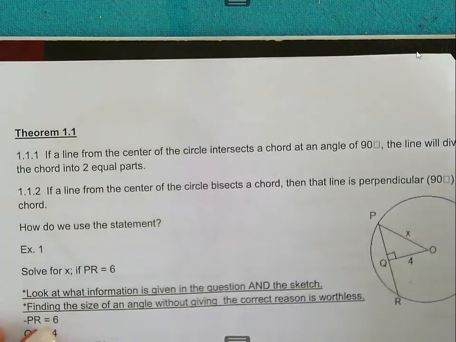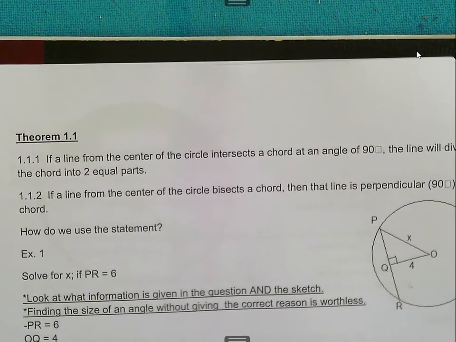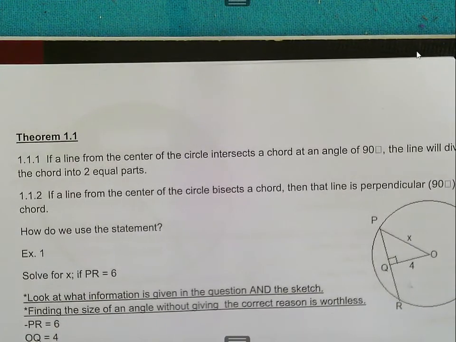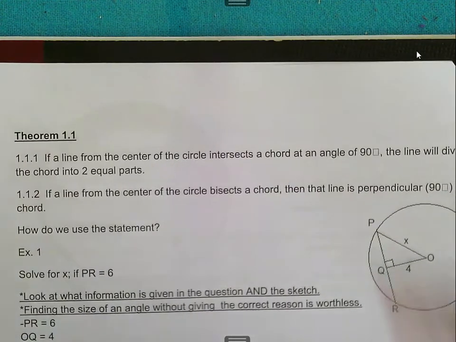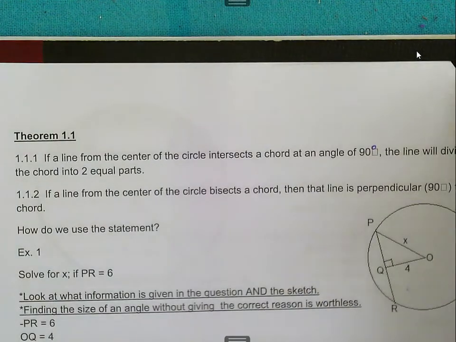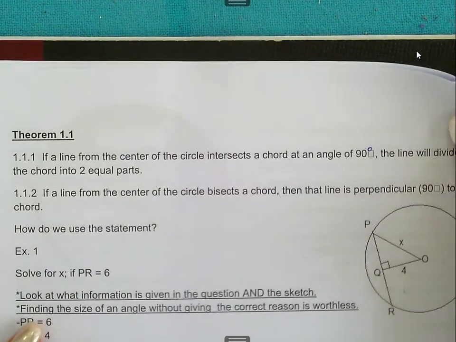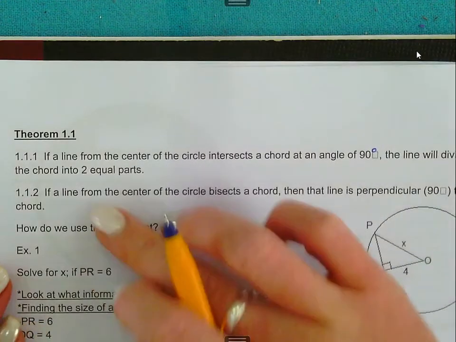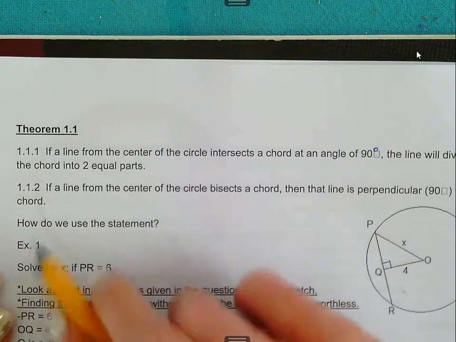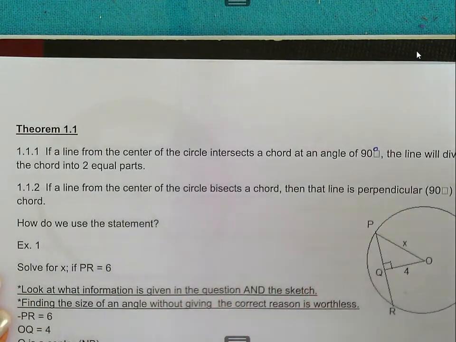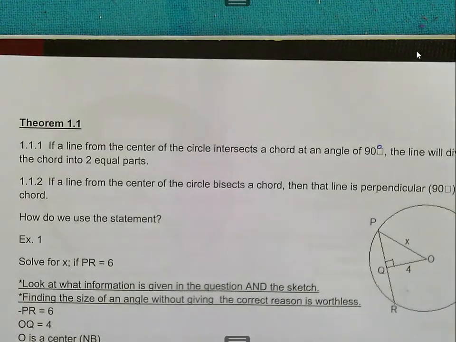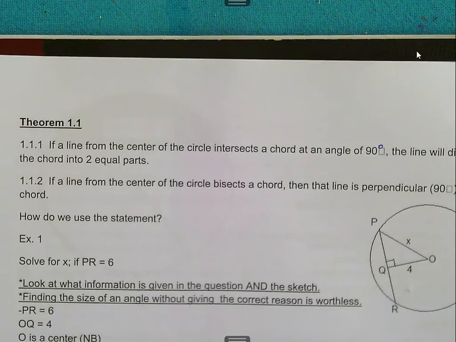You can open your page to the next page at Theorem 1.1. It says there, if a line from the center of the circle intersects a chord at an angle of 90 degrees, the line will divide the chord into 2 equal parts. And then the other one, it's the same one, it's just the converse. If a line from the center of a circle bisects the chord, then that line is perpendicular, 90 degrees, to the chord. So if it's given that it's 90 degrees, you know that it's being bisected. If it's given that it's being bisected, you know that the angles are 90 degrees. That's theorem 1.